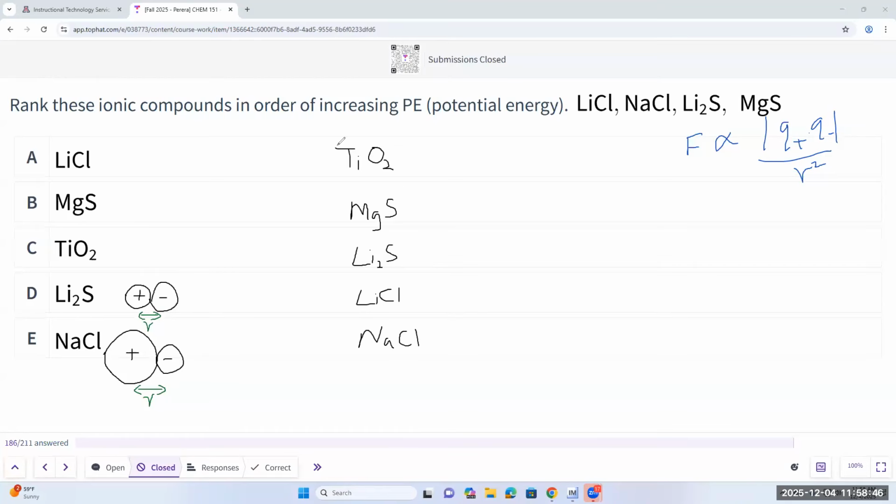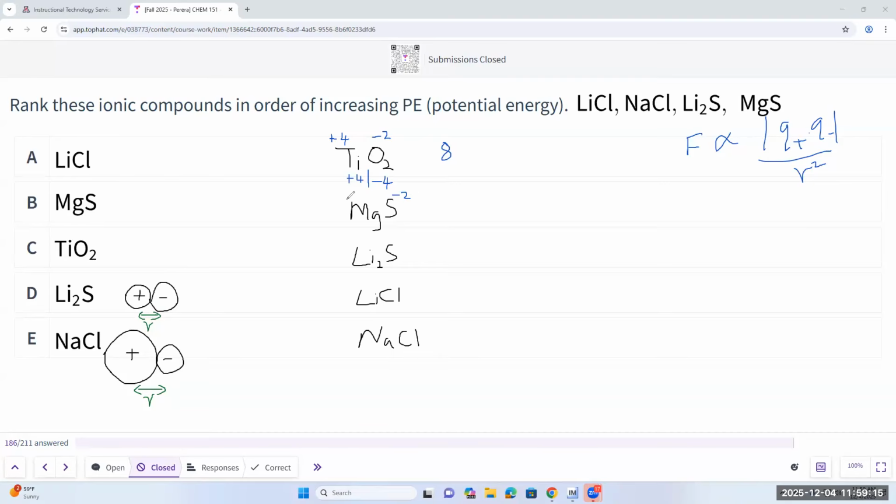For titanium dioxide, I'm going to show you how I determine the charge. I do not know the charge of titanium, but I do know the charge of oxygen. It'll be -2. We have two of them. Therefore, the anion side has a total charge of -4, meaning the cation side must be +4 because we only have one cation. The charge product is 8.